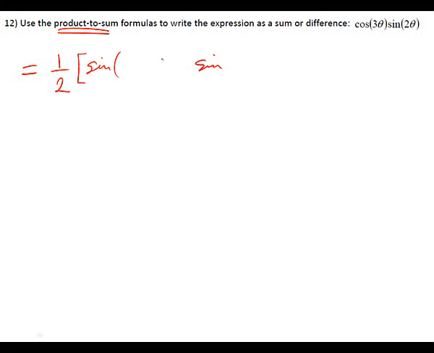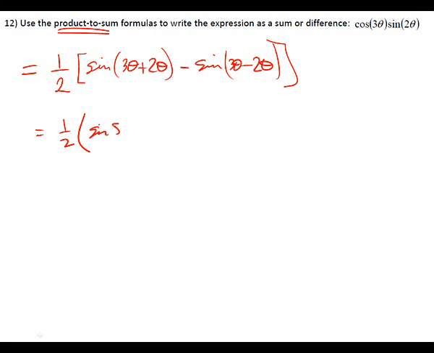In the first one, I am still adding. In the second one, I'm still subtracting. The difference is right here. What is my operational symbol? Minus. Alright, and I'm going to plop in the 3 theta and the 2 theta. And the 3 theta and the 2 theta. So we have 1/2. What do I get when I add 3 theta and 2 theta? 5 theta. What do I get when I subtract them? Theta. Oop, I don't know why I wrote a bracket. Done.